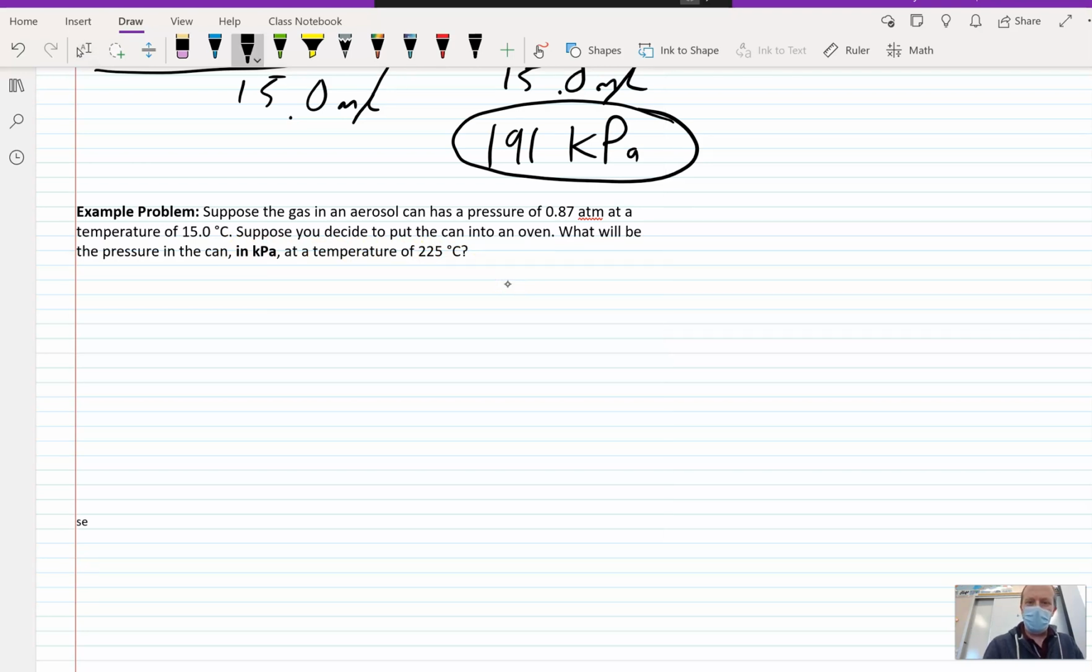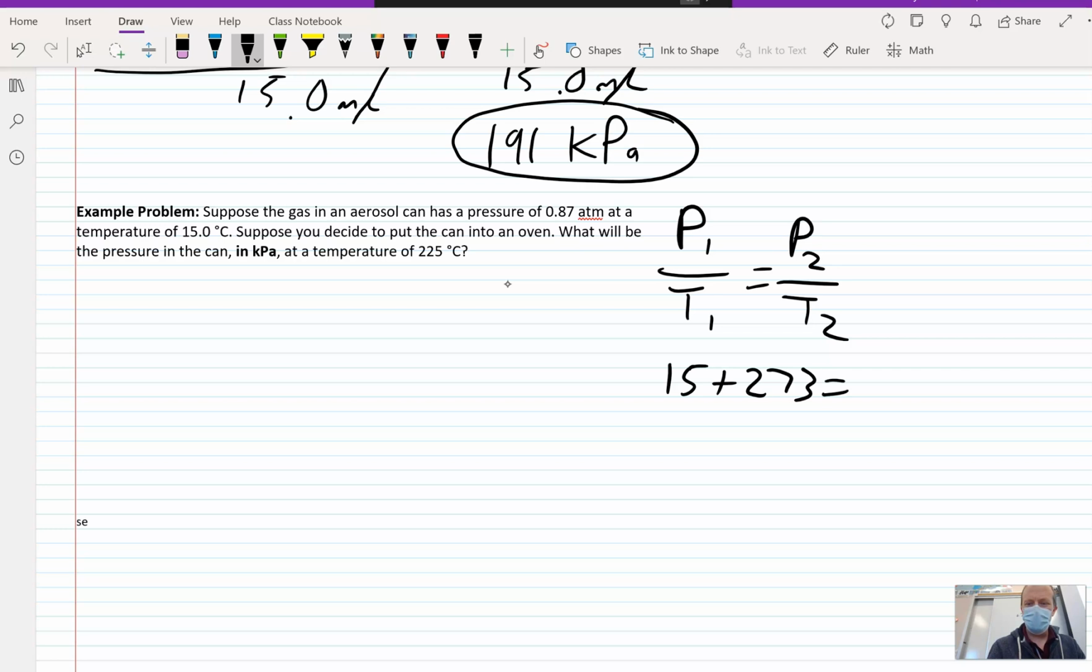Okay, so a thing like a can is going to have a more or less constant volume. It probably could expand a little, but so we're dealing with pressures and temperatures here. This is a Gay-Lussac problem. Next thing to think about is the fact that we have these Celsius temperatures. We've got to change those to Kelvin. So always, always, always remember, we cannot use Celsius temperatures.